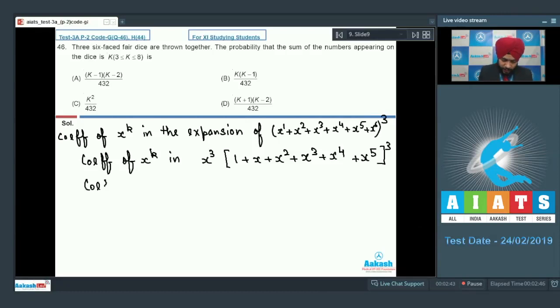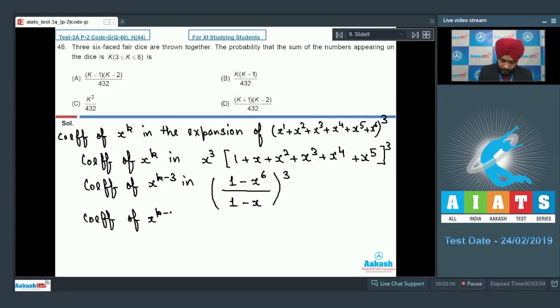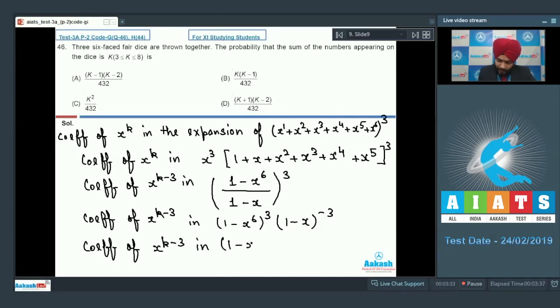Now this is a GP. You can see that. So I need the coefficient of x power k minus 3 in (1 minus x raised to the power 6) upon (1 minus x) whole cube. So the coefficient of x raised to the power k minus 3 in (1 minus x raised to the power 6) whole raised to the power 3 multiplied by (1 minus x) raised to the power minus 3. K is a number which is lying between 3 to 8, so k minus 3 will lie between 0 to 5. So from the first term, I have only one favorable term, that is 1. So I need the coefficient of x power k minus 3 in only and only (1 minus x) raised to the power minus 3, because from the first term there is only one possibility and that is 1. So this can be expanded as 1 plus 3c1 x plus 4c2 x square plus 5c3 x cube by the binomial theorem for any index.